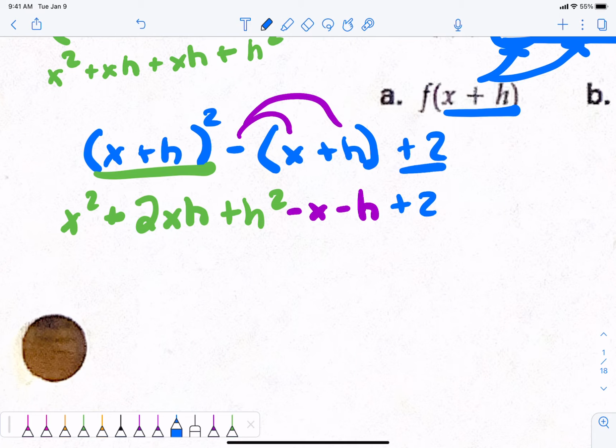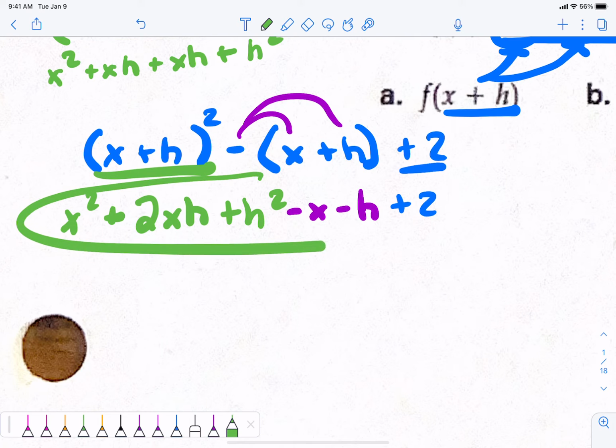But I don't know that we can really simplify a whole lot. Can we simplify anything? No. So that's it. That's part A.